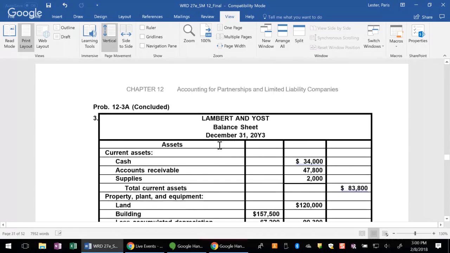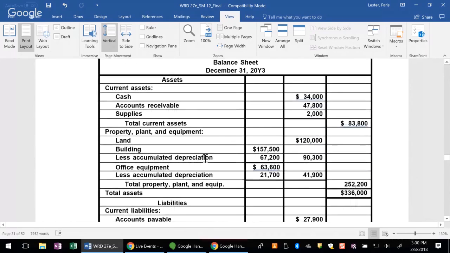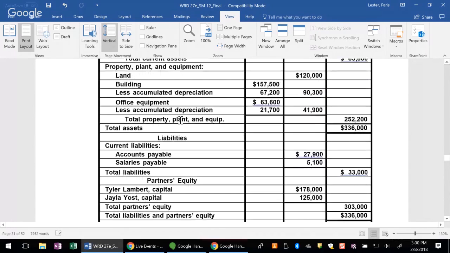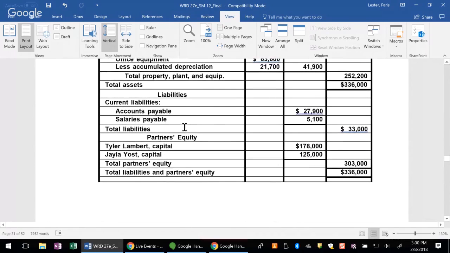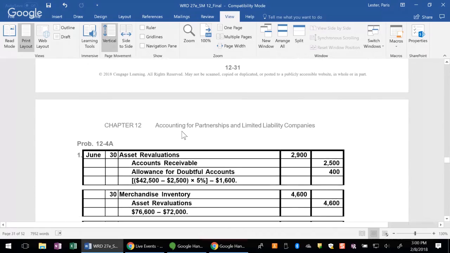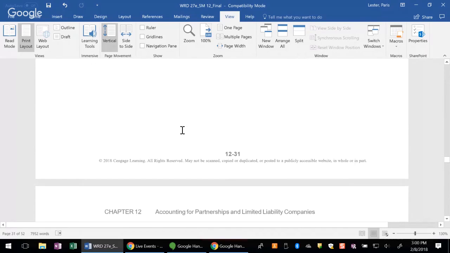Okay, then do a balance sheet. Current assets, property, plant, and equipment. Don't forget to take out your accumulated depreciation. Current liabilities, no long term. Partners' equity, we just calculated. Now that problem, if you turn it in today by email, it counts as a 5-point bonus on the test.